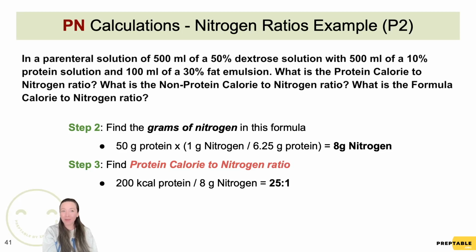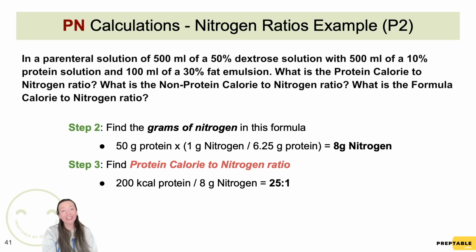Remember, in the first step, we also found the amount of calories protein contributes to this PN solution, which was 200 calories. So we divide 200 kcal protein by 8 grams of nitrogen, and we find that the ratio is 25 to 1. What this means is that for every 25 kcals provided by protein, there is 1 gram of nitrogen present in the solution.